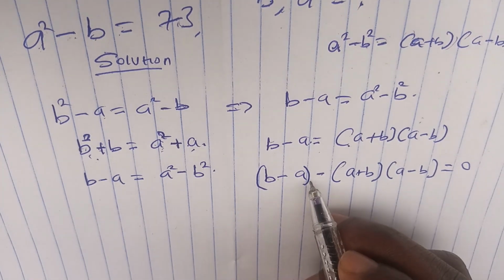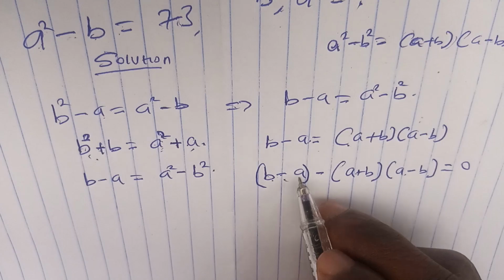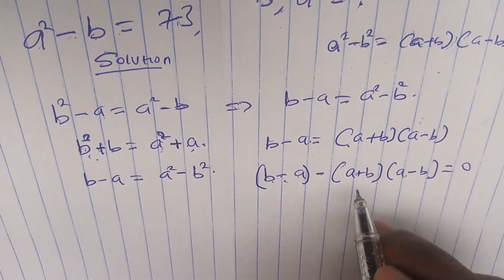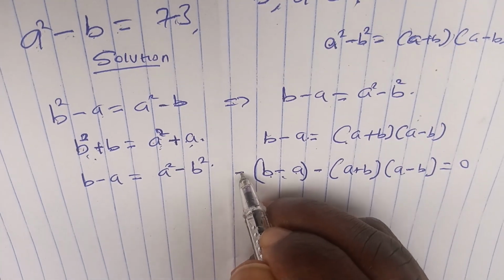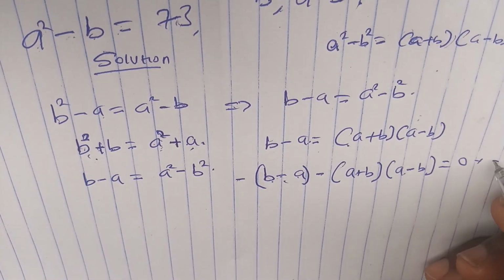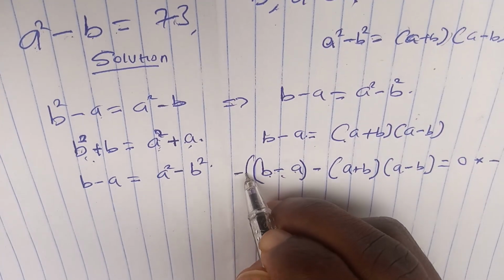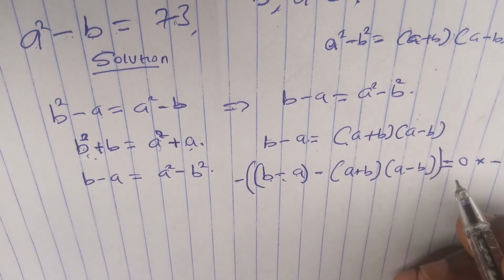We want to make this look similar to this. Here we have b − a, here we have a − b. So we can multiply both sides of the equation by a negative sign, putting a big bracket to differentiate it, and this is equal to 0.